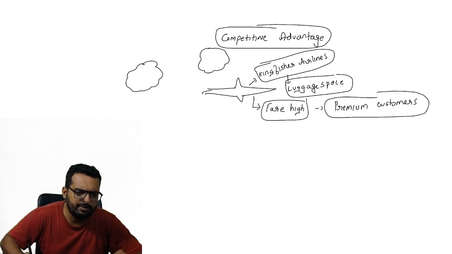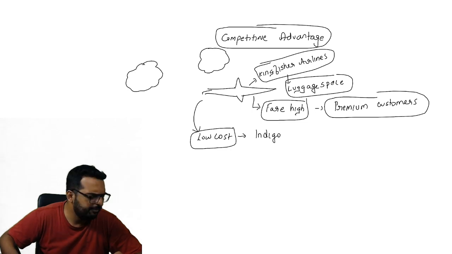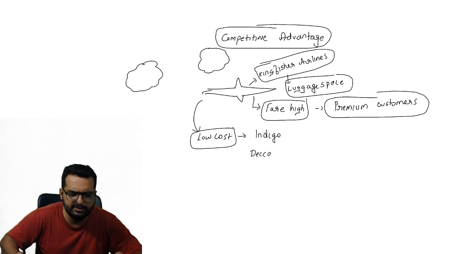Subsequently, many other people came up into the market with a low-cost airline. One of them was Indigo, okay? Deccan. Air Deccan is the main company which started that concept.